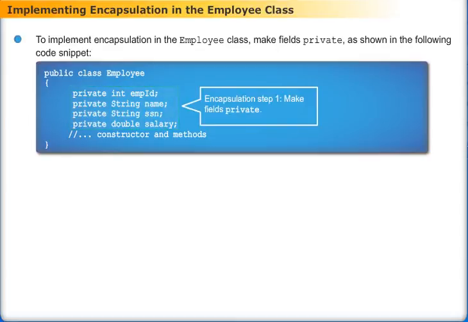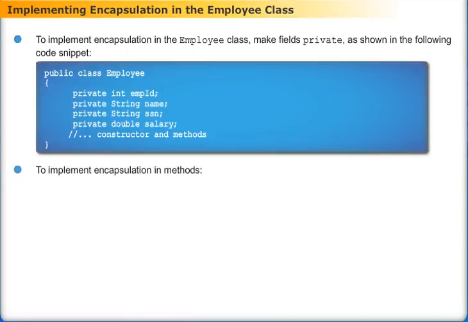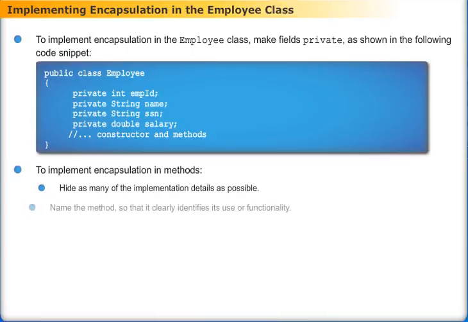In the given example, the fields empId, name, social security number or SSN, and salary are kept private to hide the data. To implement encapsulation, hide as many of the implementation details as possible. Name the method in a way that clearly identifies its use or functionality.